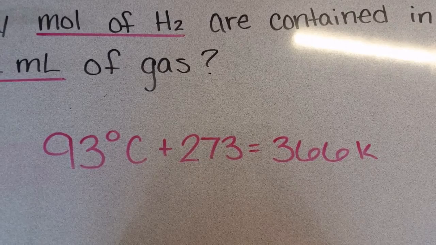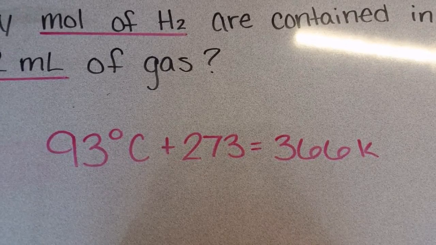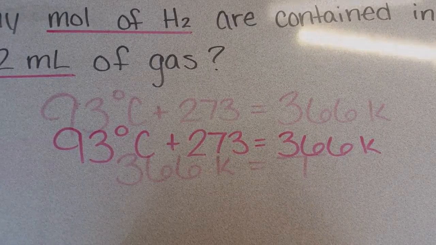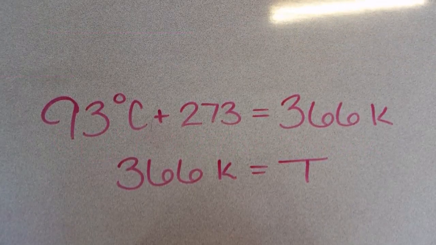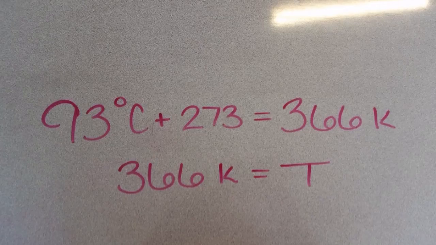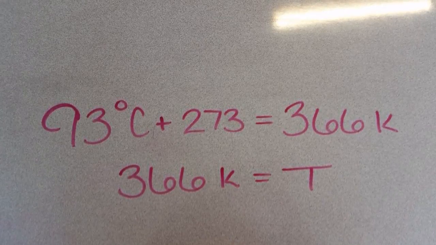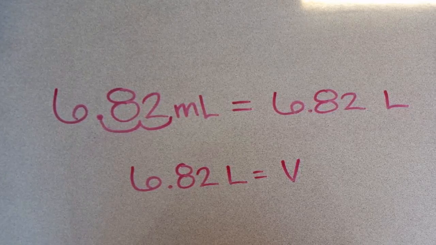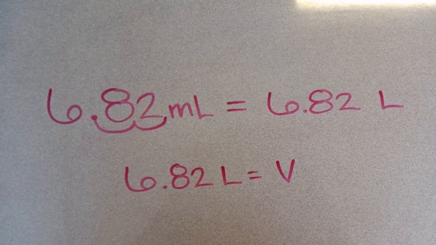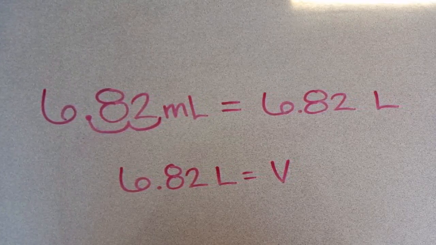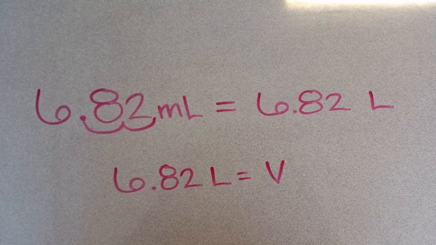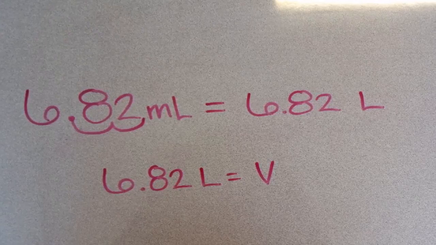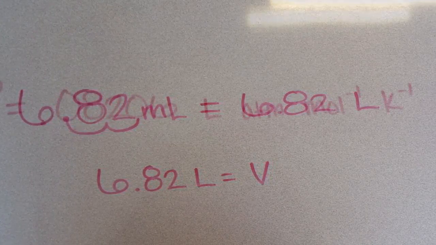So we add 273 to 93 degrees Celsius, and that becomes 366 Kelvin. This makes 366 Kelvin our T variable, or temperature, for our equation. We were also given 682 milliliters. We had to change that to liters, and when we did, it was 0.682 liters. That will be our V variable for our volume.